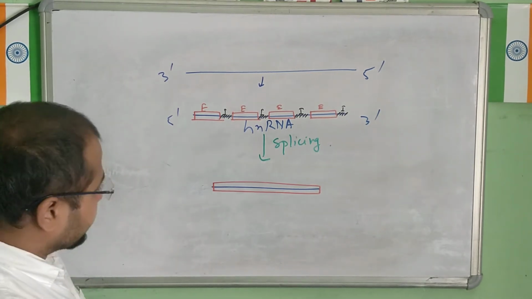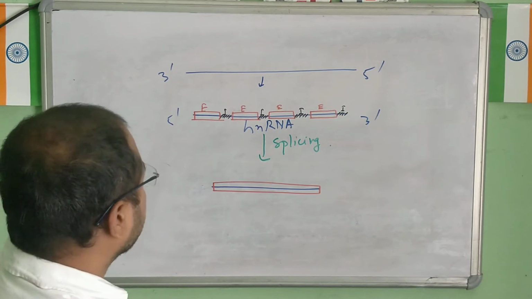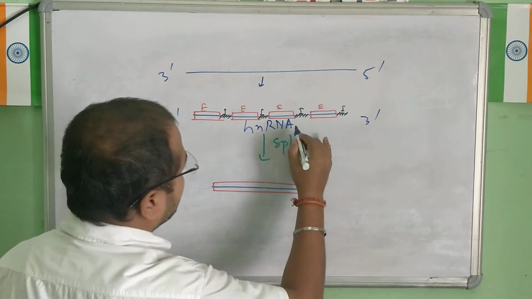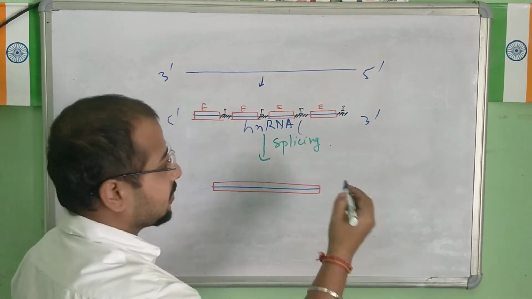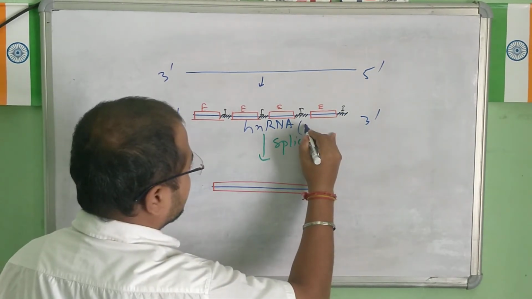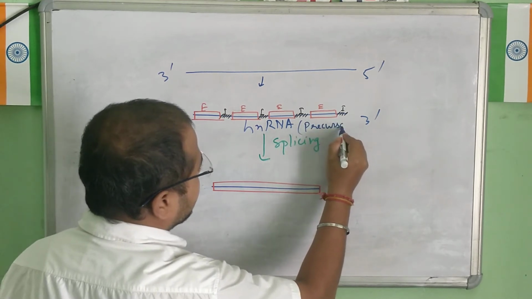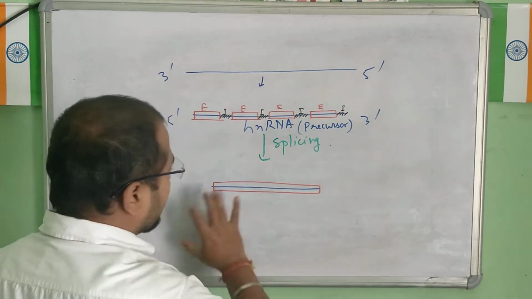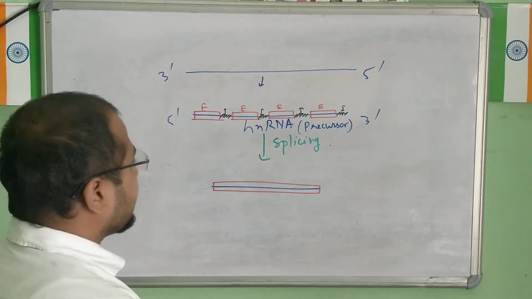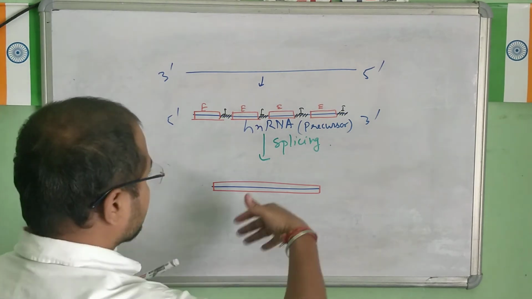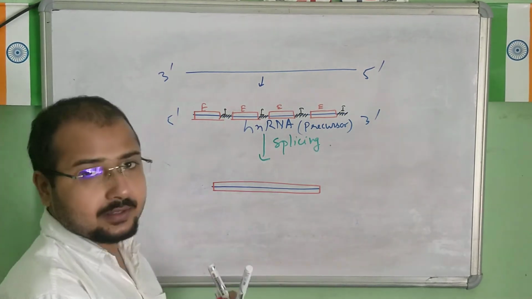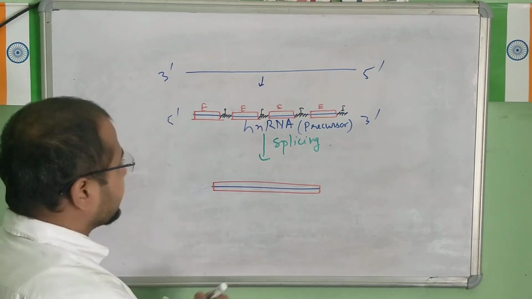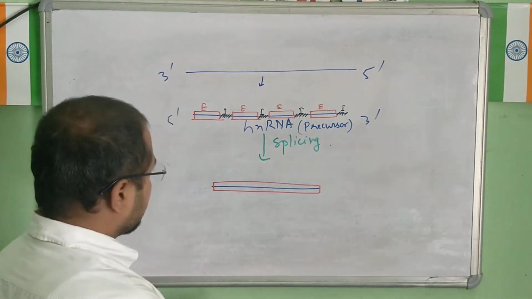One more thing here: hnRNA, you can also use another name here. You can call it a precursor, immature mRNA or RNA strand. Okay, so we got here a mature strand. Still it is not yet fully mature. We have just removed the introns. Now only the coding sequences are present here, that is the exons. Clear? Now this will undergo another process.